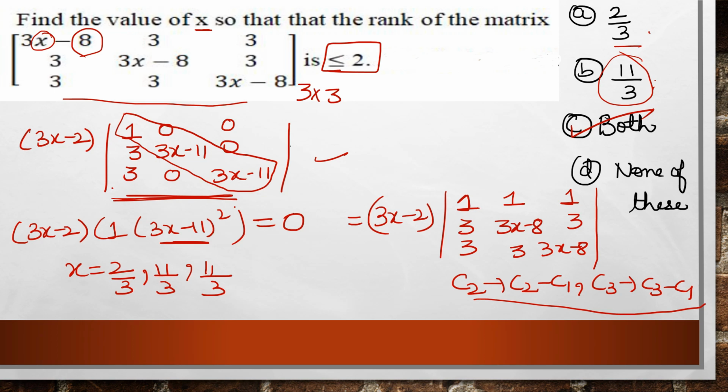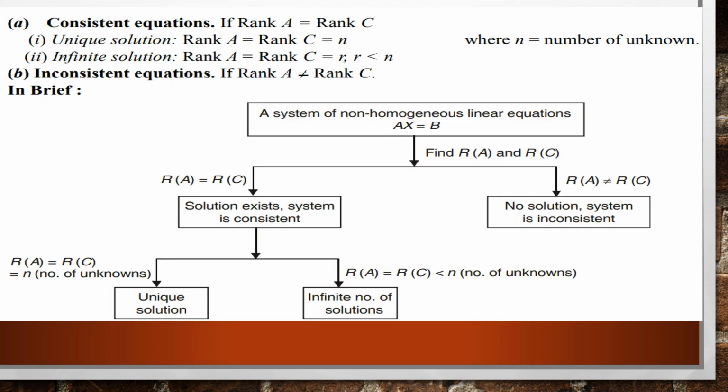Fine. Now next we'll do some questions based on the consistency of linear equations. For that you must remember some important results. Okay, so what are the results? The first thing is, if you have a non-homogeneous linear equation, that is Ax equals B type of equation, you need to find the augmented matrix first, and we denote this as C. Okay, then just check the rank of A and the rank of the augmented matrix.